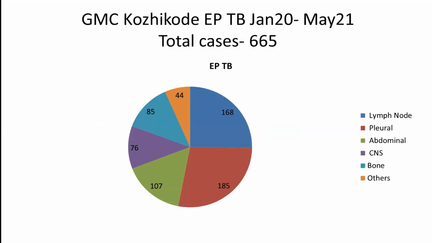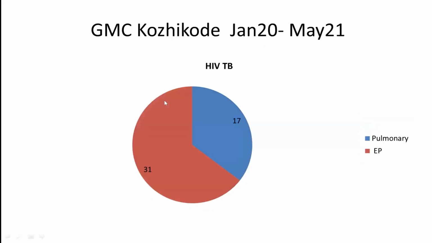And coming to extrapulmonary tuberculosis, out of 665, we had 185 pleural. That may be because in our institute so many pleural effusions are coming. And 107 had abdominal tuberculosis. That is about 15%. In the India TB guidelines, the prevalence is about 3%. This is much higher because it is from one institute alone. It's a tertiary care center. And coming to HIV TB, out of 48 cases, 31, that is about 2/3, were extrapulmonary.